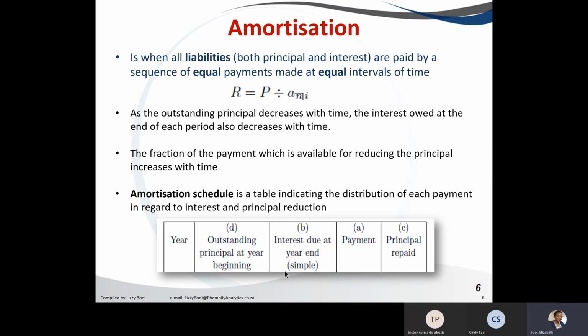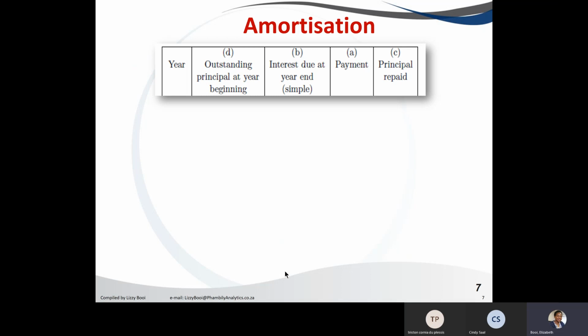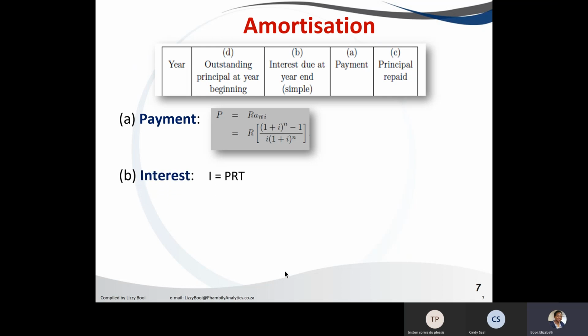Amortization schedule, remember, is the period, outstanding principal, interest, which we calculate at the simple interest, payment, and then the principal repaid. And how we complete the amortization schedule, we first calculate the payment, for which we use the present value of an annuity formula to calculate the payment, which is our R. And then once we have our payment, we can calculate our interest, using the simple interest formula, where our rate we need to divide by the compounding periods, but not the term, because the term is distributed accordingly to your compounding period. So we only divide the rate by the compounding period.